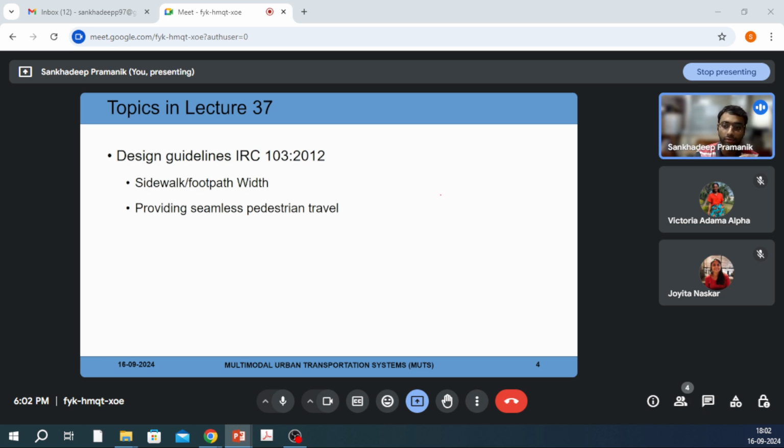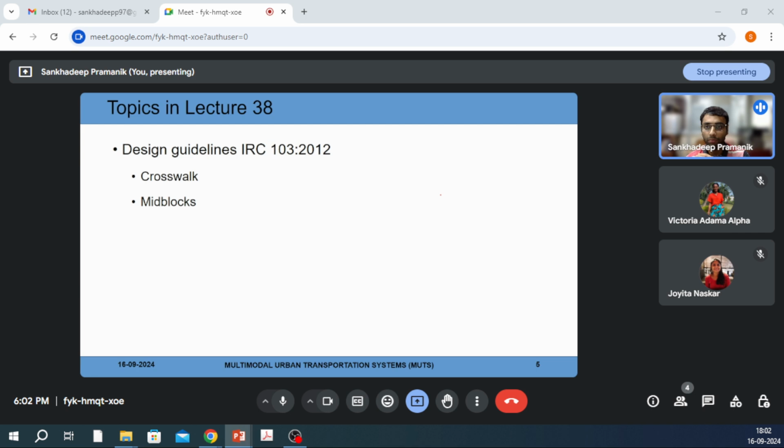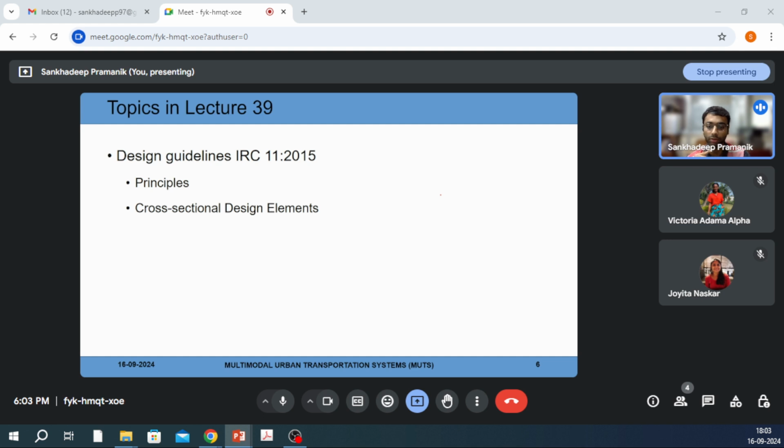Then we discussed crosswalks and mid blocks: how to design them, what the width should be, and how much minimum gap is required for pedestrians to cross a particular street.